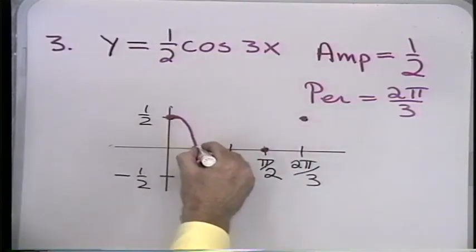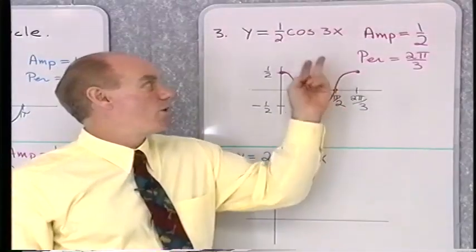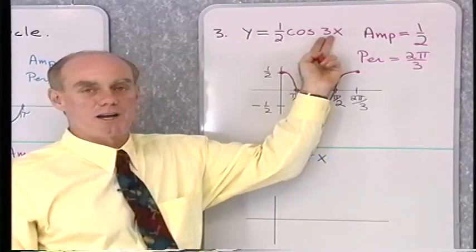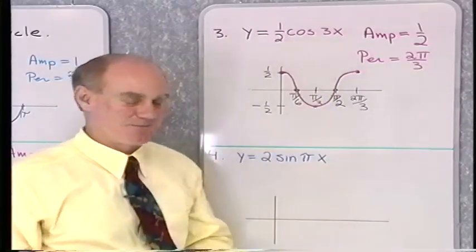So here's a nice accurate sketch of one complete cycle of the graph of y equal 1/2 sine 3x. It'll have an amplitude of 1/2, a period of 2 pi divided by 3, and it's a basic cosine shape. Let's look at our next example.